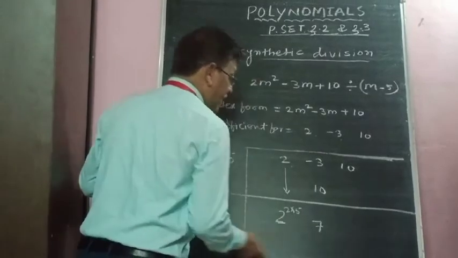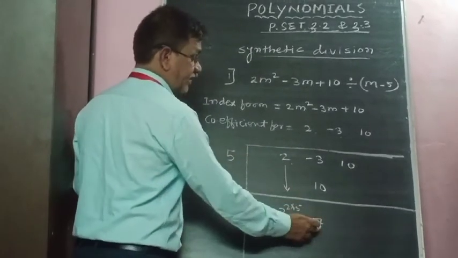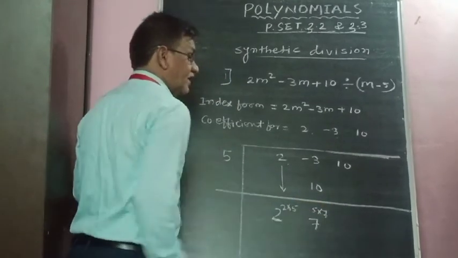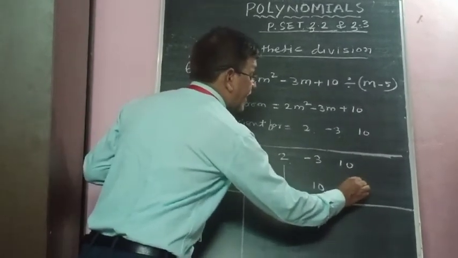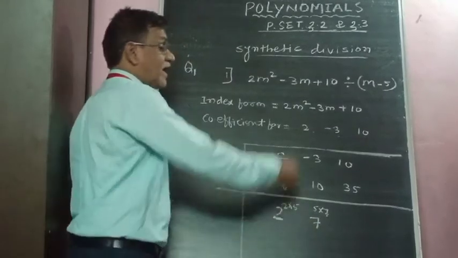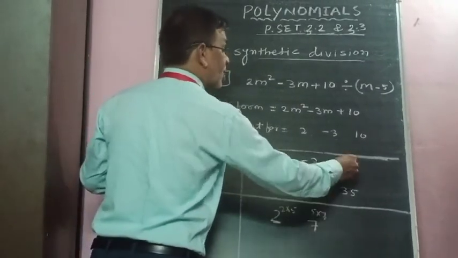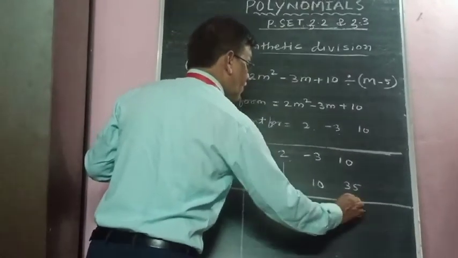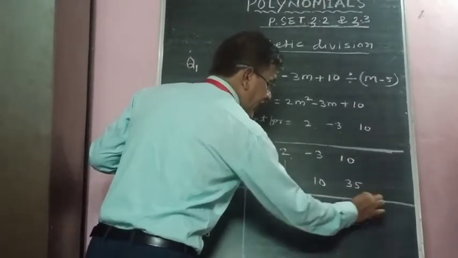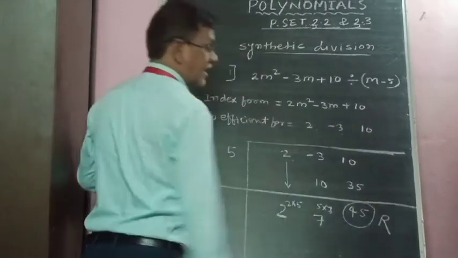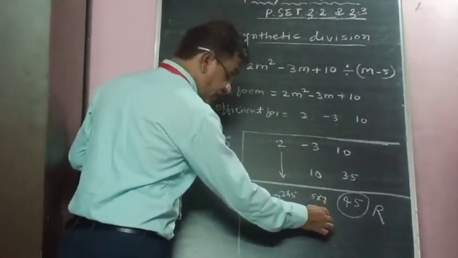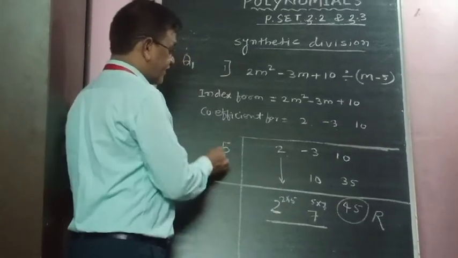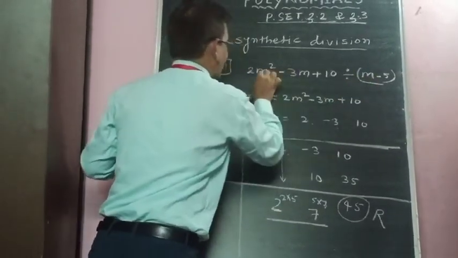Okay, now again you have to multiply this 5 and 7, means 5 into 7. 7 fives are 35. You have to write down 35 here. Okay, now again you have to add or subtract, whichever sign is given there. So 35 plus 10, that is 45. Now this is your remainder. This is your remainder. And this is your quotient in coefficient form. And this is the divisor and this is the dividend.